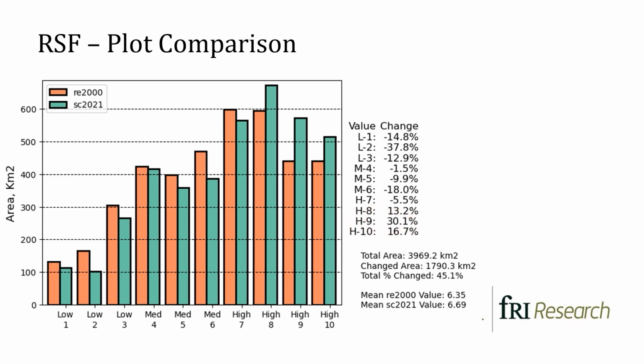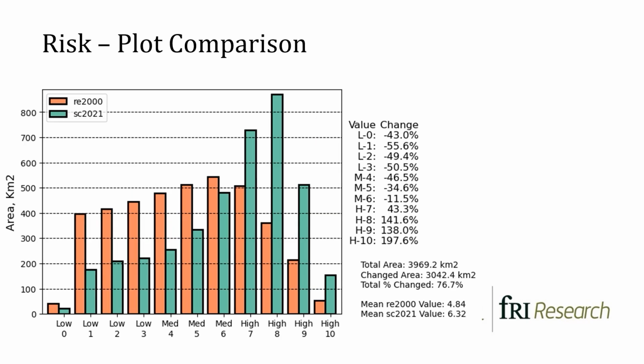That being said, like we saw within our risk layers, we have significantly increased risk in these high risk values here. So from 7 to 10, up to almost 200% in our high risk 10 value, and almost 150% in our 8 and 9 values.